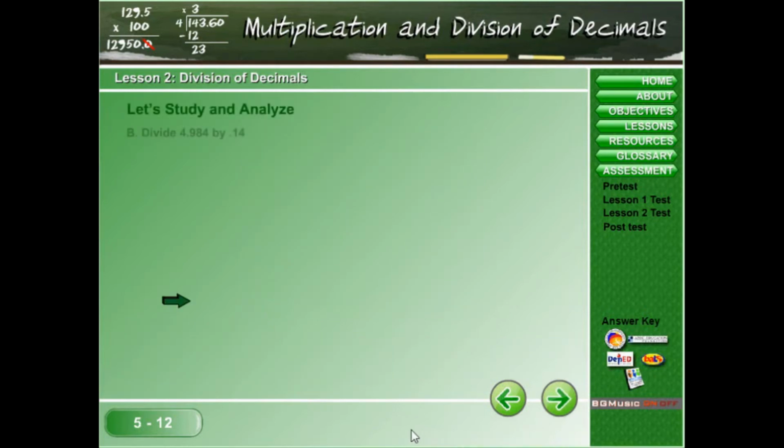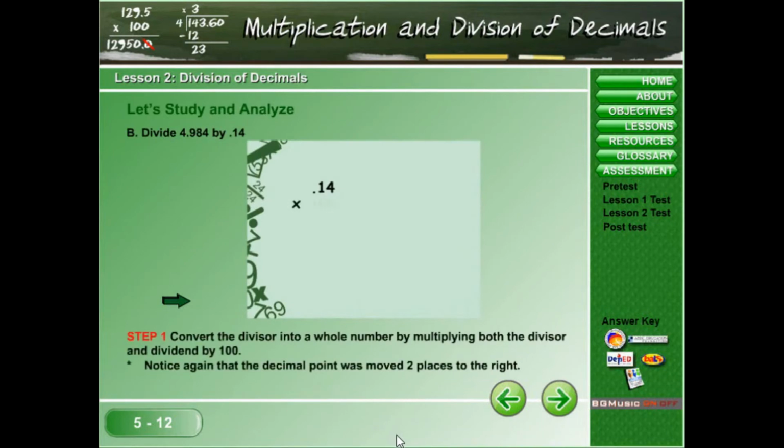B. Divide 4.984 by 0.14. Step 1. Convert the divisor into a whole number by multiplying both the divisor and dividend by 100. Notice again that the decimal point was moved 2 places to the right.